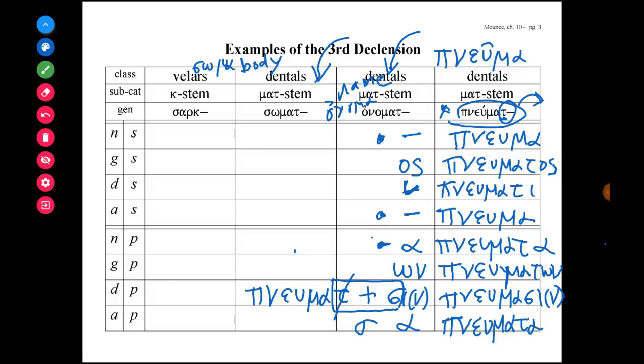So say it with me. Pneuma, pneumatos, pneumati, pneuma, pneumata, pneumaton, pneumasin, pneumata. Let's say that again. Ready? 1, 2, 3. Pneuma, pneumatos, pneumati, pneuma, pneumata, pneumaton, pneumasin, and pneumata. And that is an example of the neuter noun in the third declension.